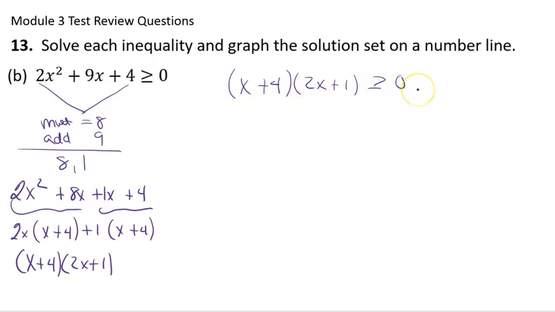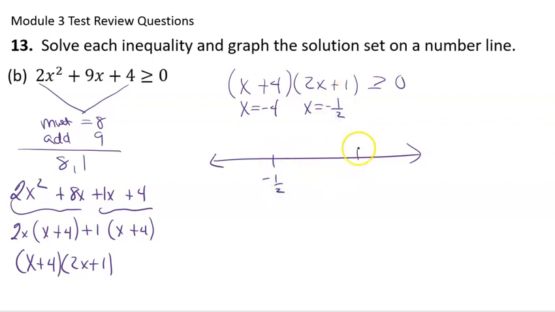So this is what we have to deal with. Again, don't set each one of those greater than or equal to 0. That is not right. What you've got to do is find the zeros. If I set x plus 4 equal to 0, I get x equals -4. If I set 2x plus 1 equal to 0, I get x equals -1/2. So there's my -1/2, and there's my, I did that backwards. -4 is smaller than -1/2, isn't it?